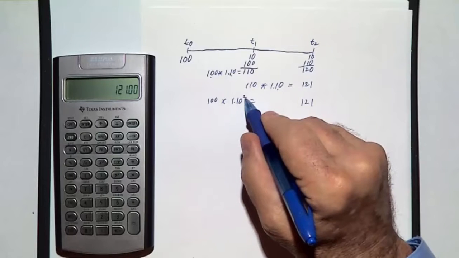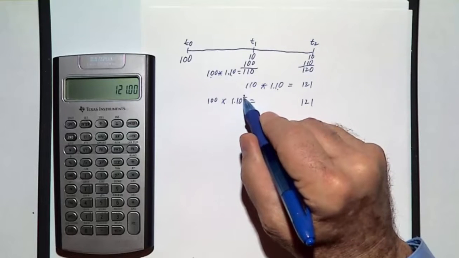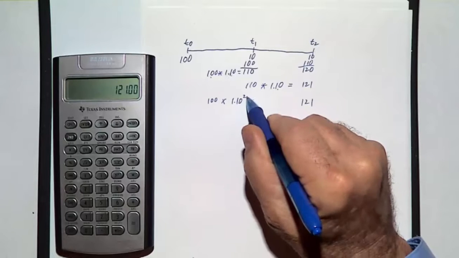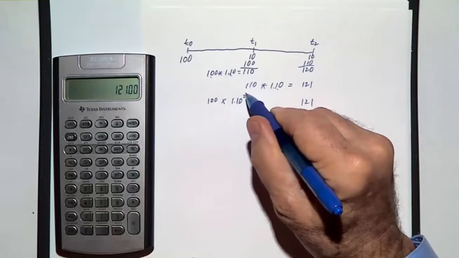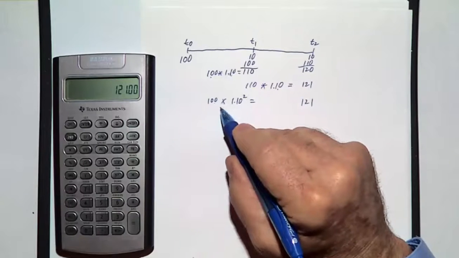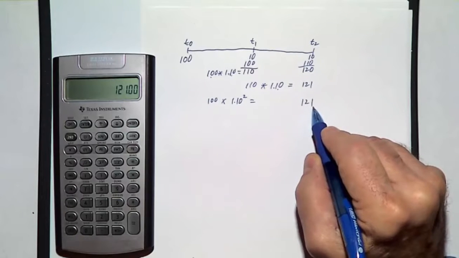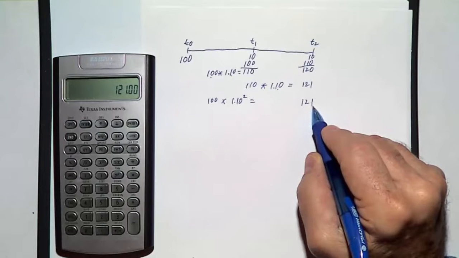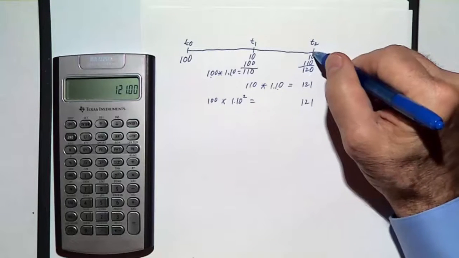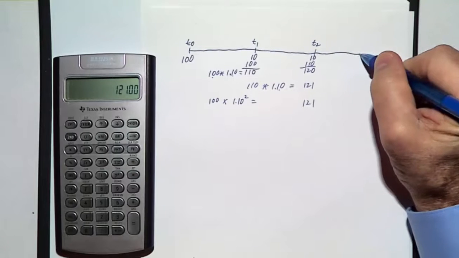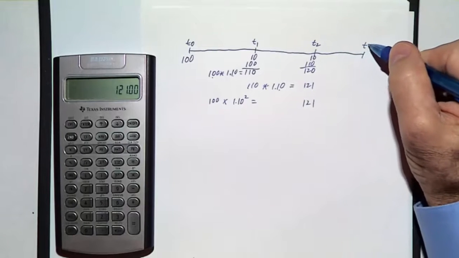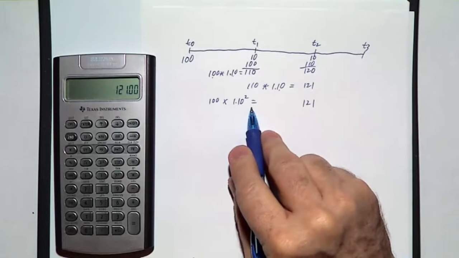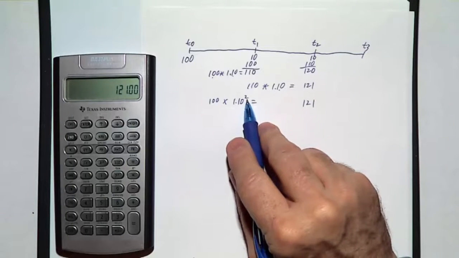And in fact, however large the time frame is, we're going to put that number of periods as our exponent here to calculate what we would have at the end. And of course, the longer the number of time periods, the better off you are in compound interest versus in simple interest. So if we went to the third period, it would be 100 times 1.10 to the third power.